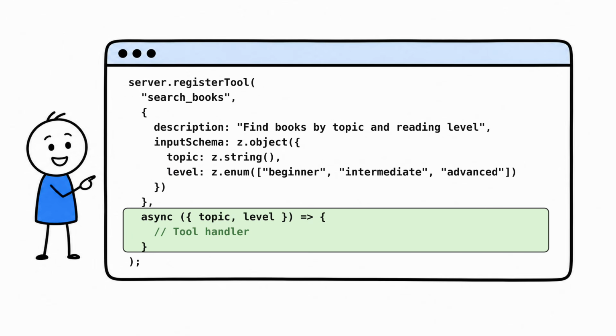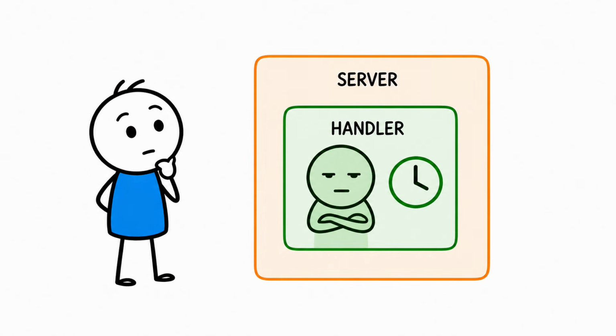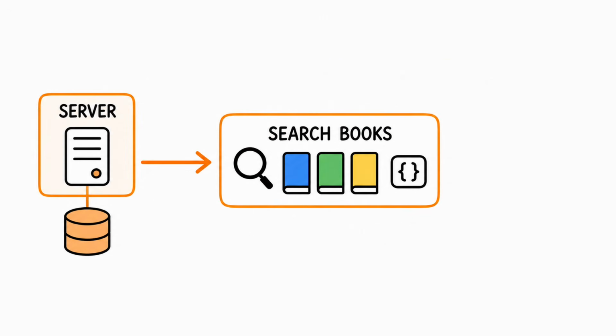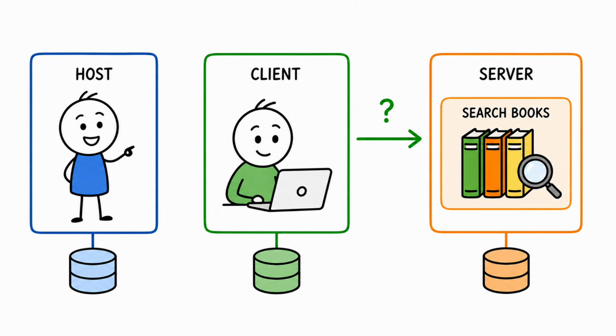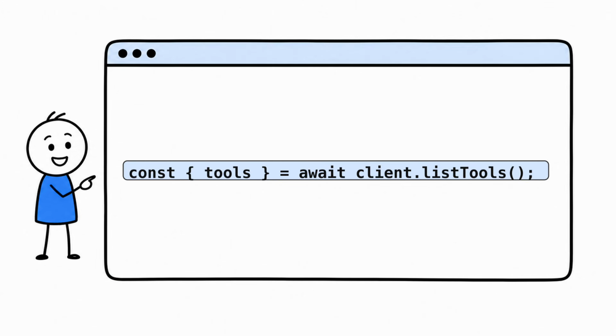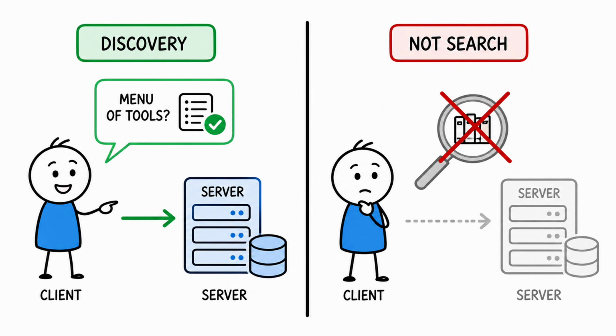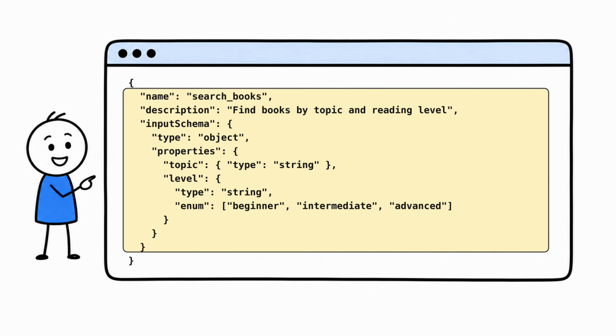The final part is the handler, an ordinary function waiting to run. At this moment, the handler has not searched for anything. The server has only published a machine-readable capability. Now the client must discover it. In our client code, ListTools asks the server what it provides. This is a discovery request, not a request to search for books. The server returns a SearchBooks object containing its name, description, and schema.